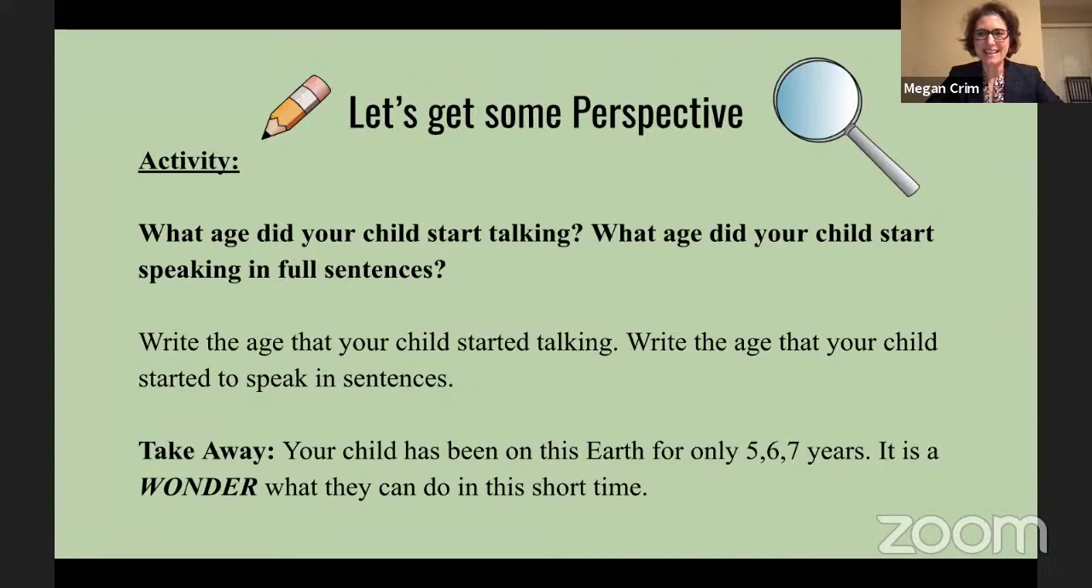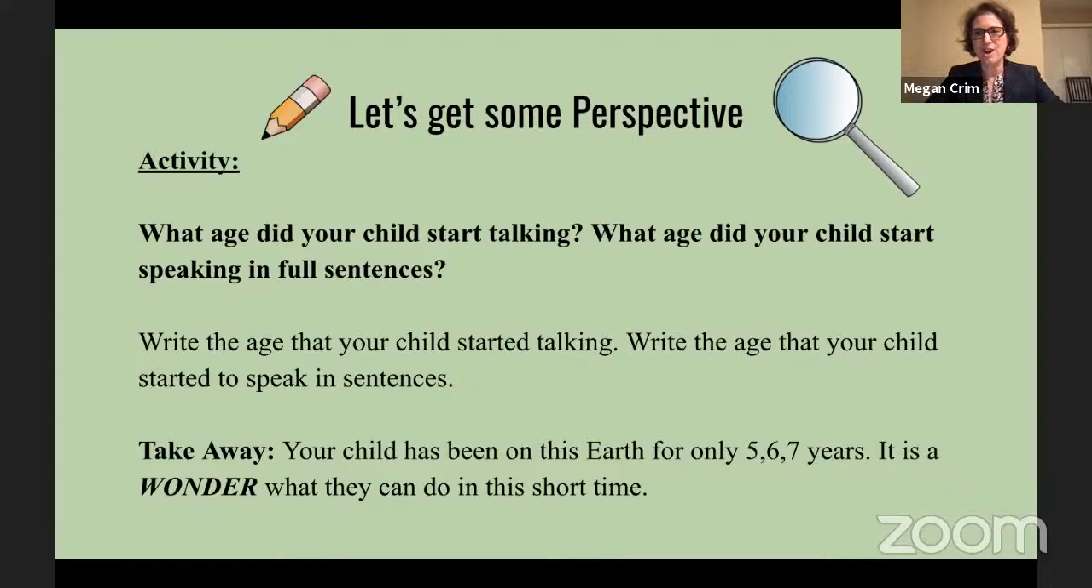And my guess is most of you are writing maybe 2 for the first word and 3 for full sentences, maybe 3 for the first word and 3.5 for full sentences. My children were a full range of 1.5 to 3. But I mention that because the takeaway is to think about this.